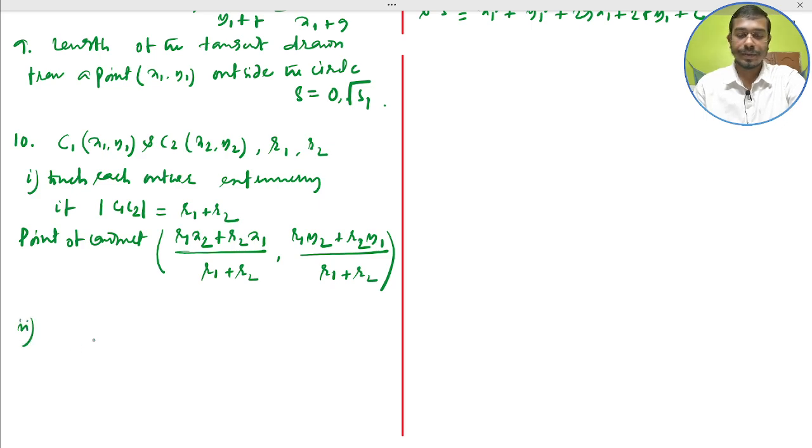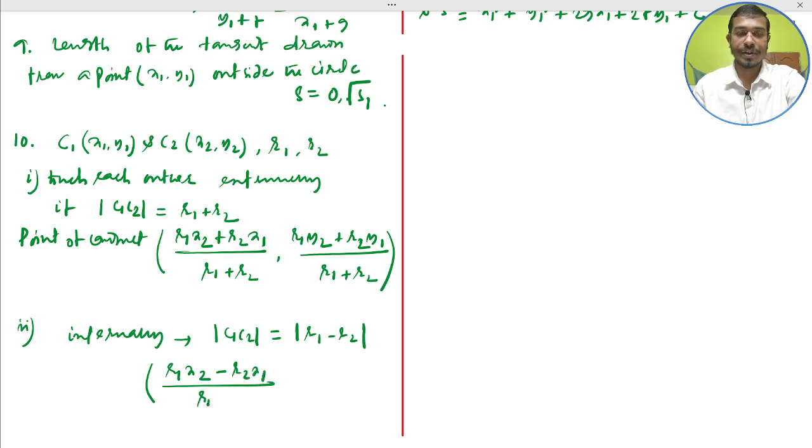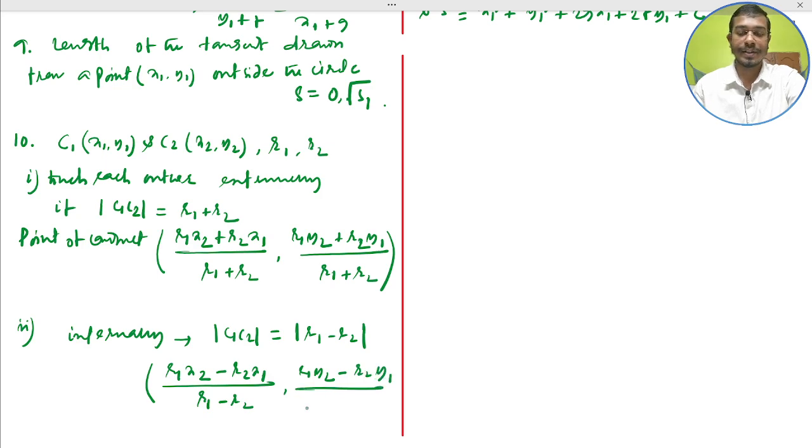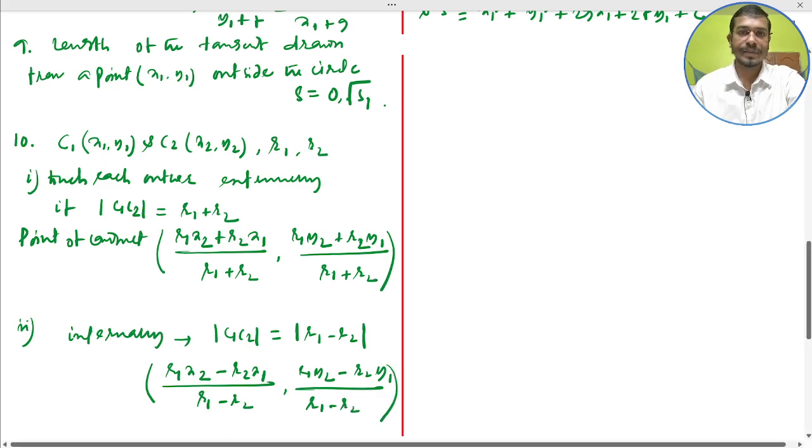Number 2, touch each other internally. Internally means mod C1C2 is equal to mod r1 minus mod r2, and the point of contact is r1 x2 minus r2 x1 divided by r1 minus r2 and r1 y2 minus r2 y1 divided by r1 minus r2. This is the point of contact.